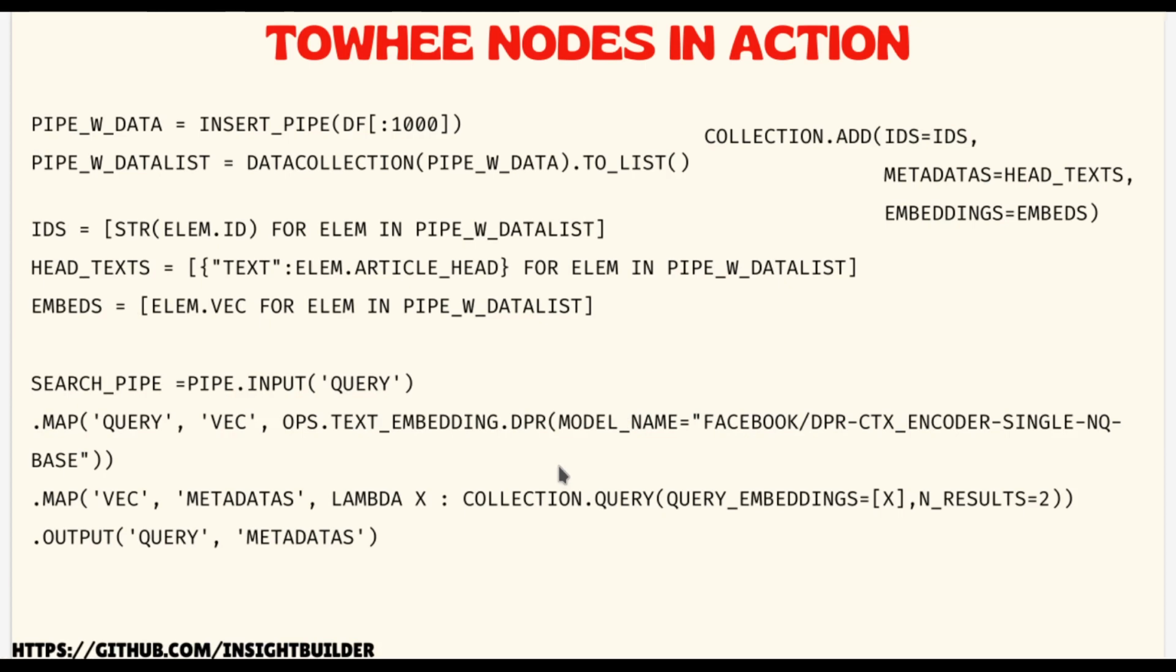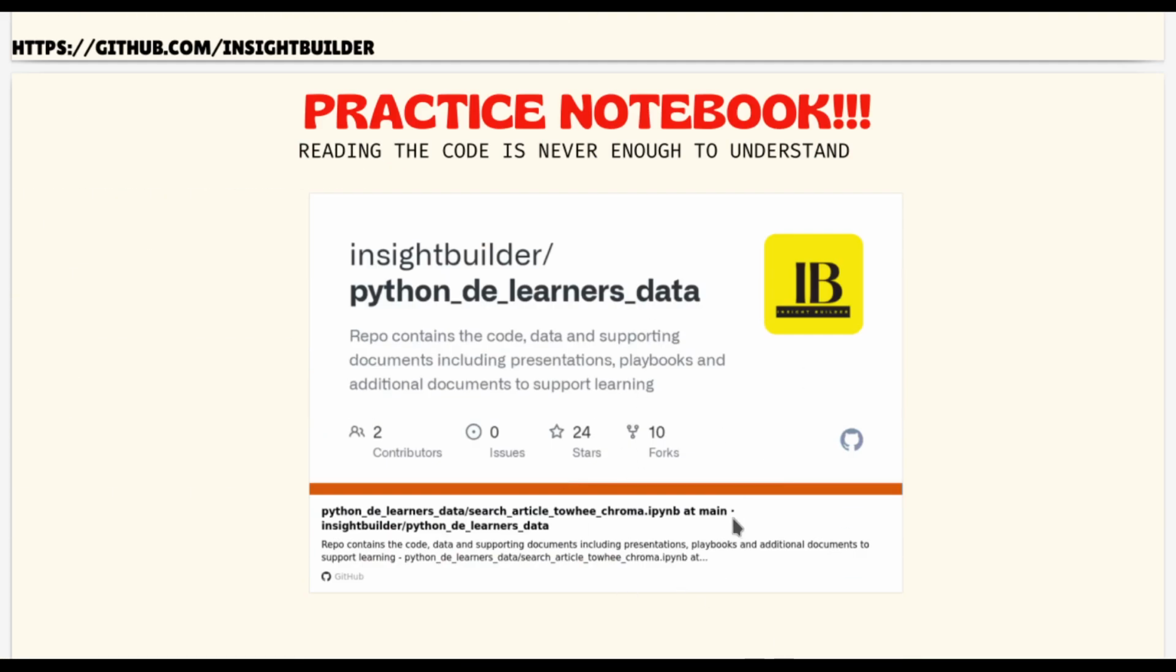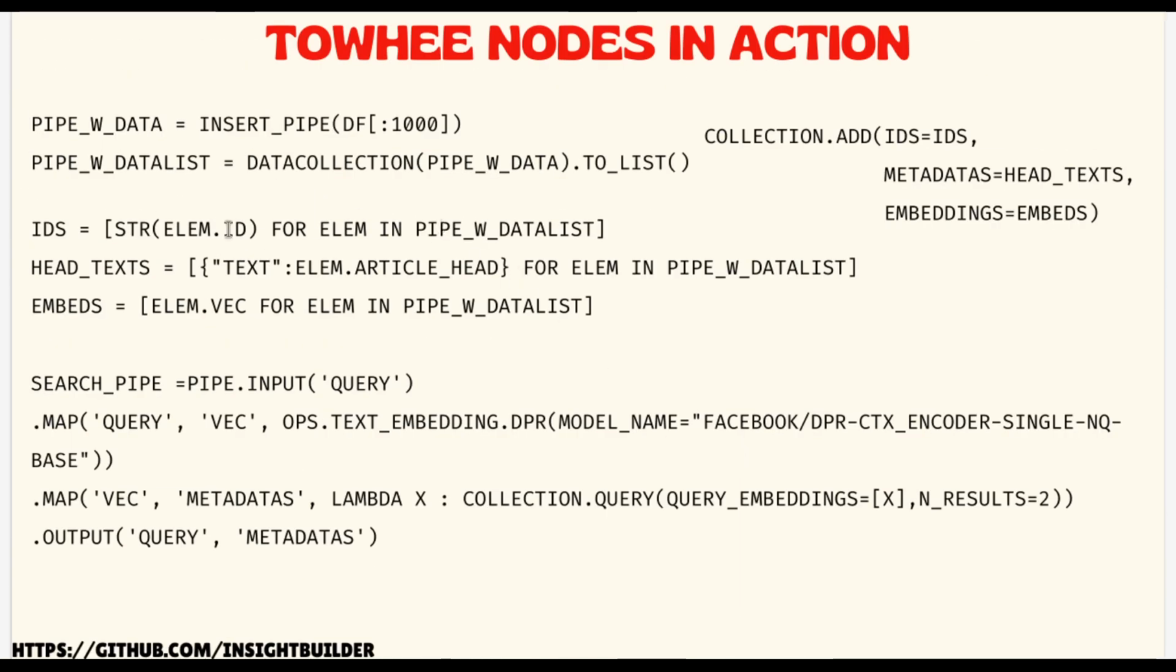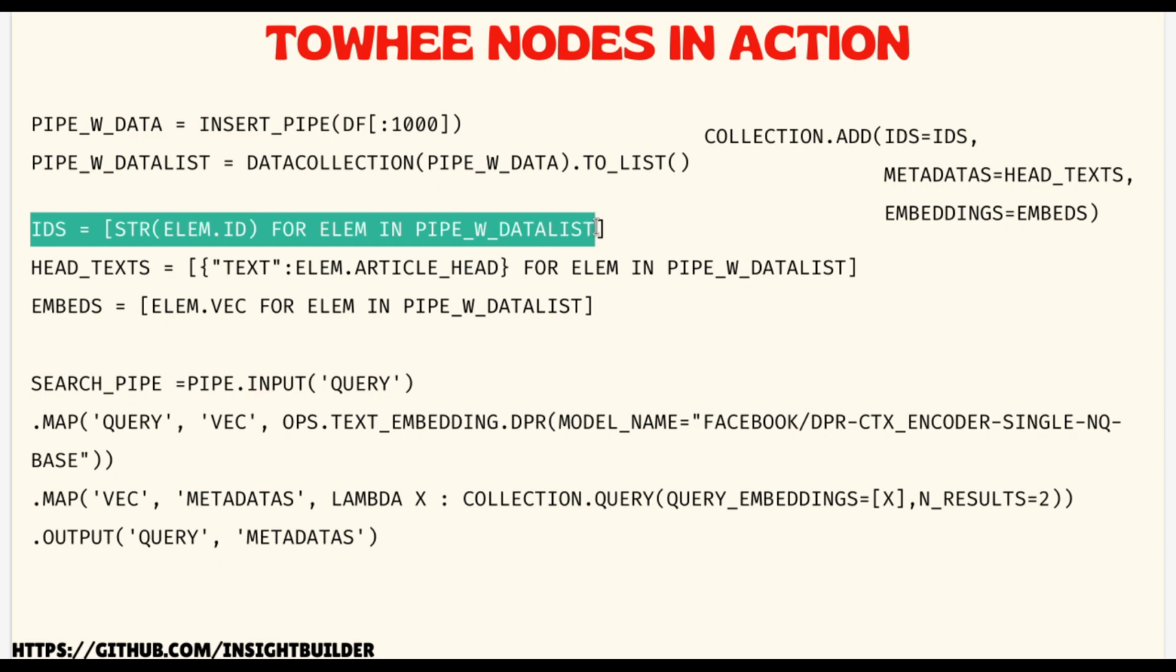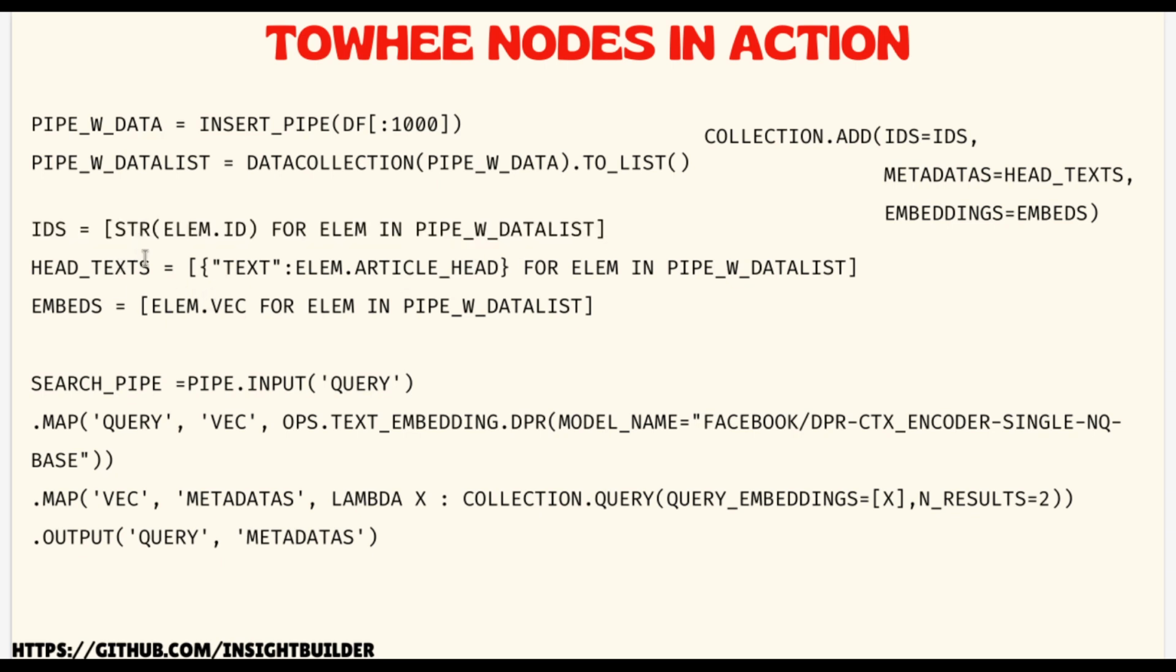However, I really urge you guys to take a look at the Colab notebook. Pull this particular GitHub notebook into Colab and try to understand the code by executing it. Because, for example, if you take this particular line, you might wonder, I am just converting this string into element.id for elem in pipe with data list. So this is what I have created here. But why have I typecasted this elem ID into string? What is the problem that I faced? And why am I creating this dict here? All these things I have not explained.